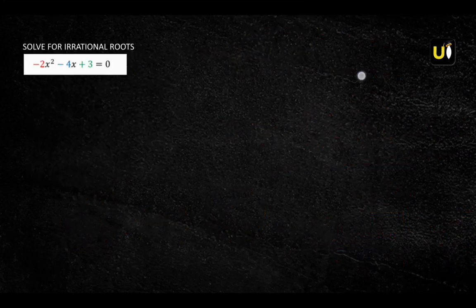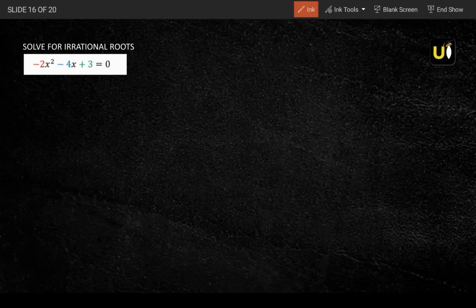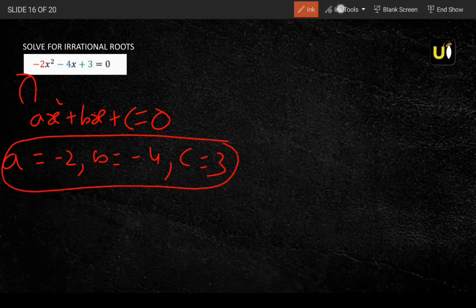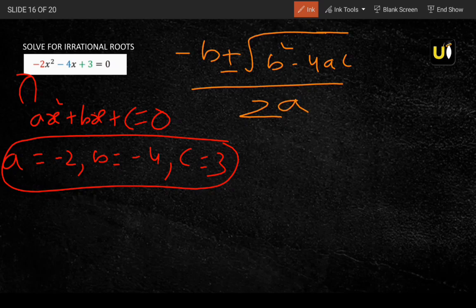Okay, let's see this example. We have to solve this equation with irrational roots. The general form is ax square plus bx plus c, right? Now comparing these two equations, we get a is minus 2, b is minus 4, c is 3. So the formula we discussed is minus b plus or minus root over b square minus 4ac by 2a. Now substituting these values in this formula.